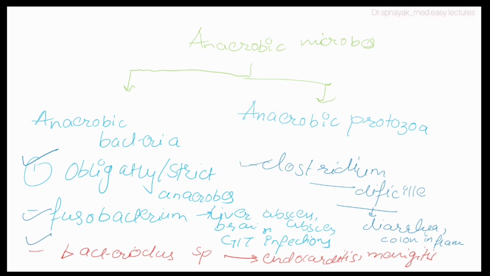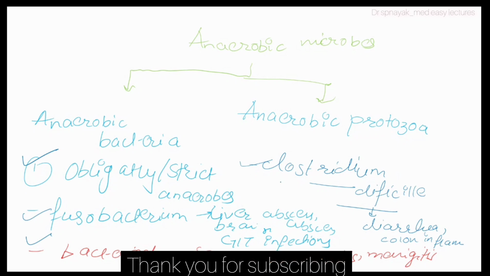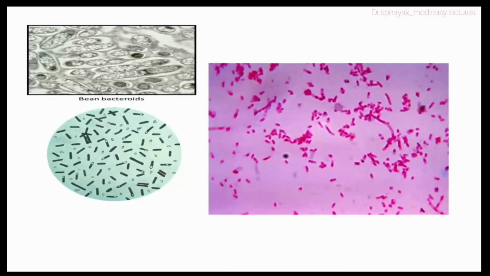So Fusobacterium causes liver abscesses, brain abscesses, GI infections. The Bacteroides species causes endocarditis, meningitis. The Clostridium difficile causes diarrhea and certain colon infections, so it causes abdominal pain. Okay, so all these three bacteria are rod-shaped bacteria. We'll see their structure here.